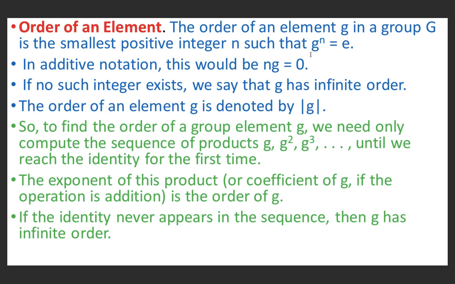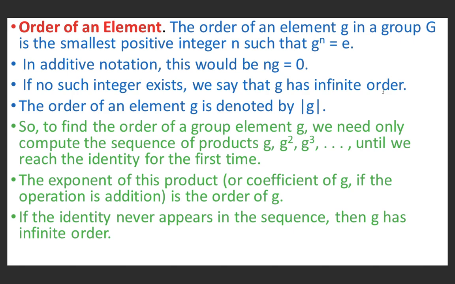If the operation is that of addition, then this condition becomes ng equal to 0. 0 is the identity element of group G, and in this case the coefficient of g is called the order of an element g in a group G. If we cannot find a positive integer n such that g raised to the power n is equal to e, or ng equal to 0 in case of addition, then g has infinite order.